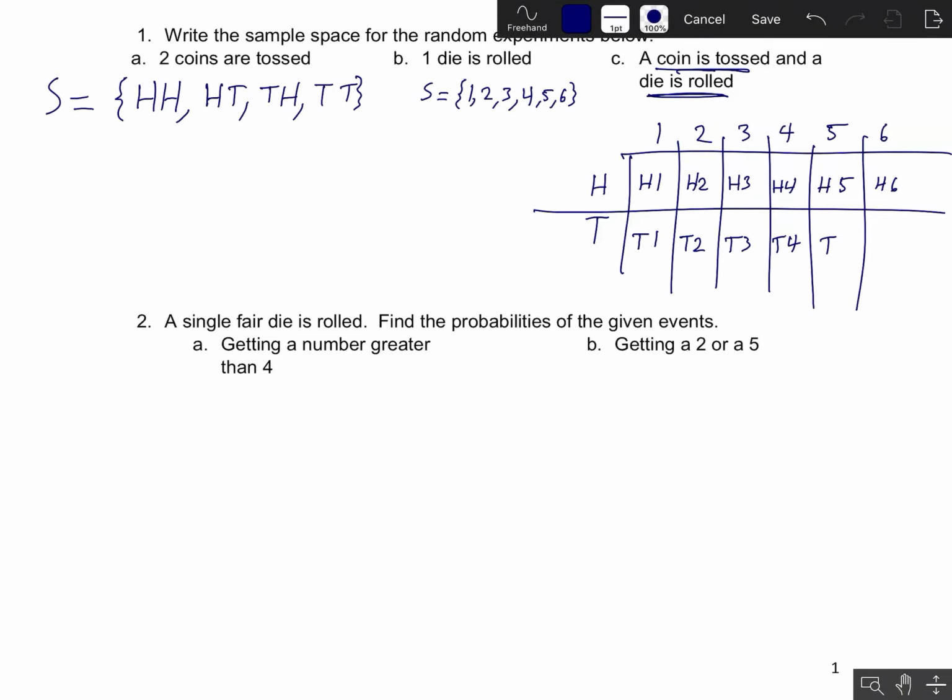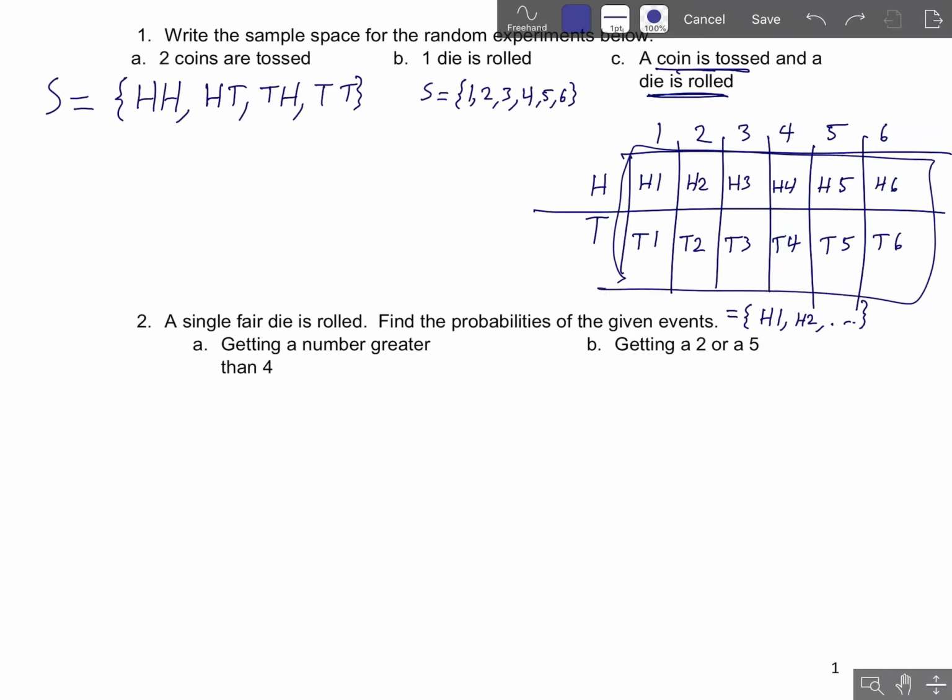So the sample space here could again be written as a set. If you wanted to, you could enumerate these as heads 1, heads 2, and so on. But in this case, because this experiment is built up of 2 independent sub-experiments, it's easier to just organize the sample space in the form of a table, and then these 12 outcomes are your sample space. So I would probably write the sample space in the form of a table, and then the sample space itself is the interior of this table.